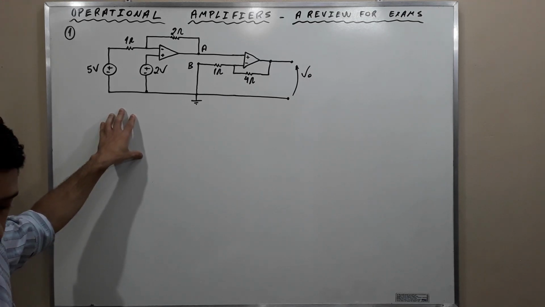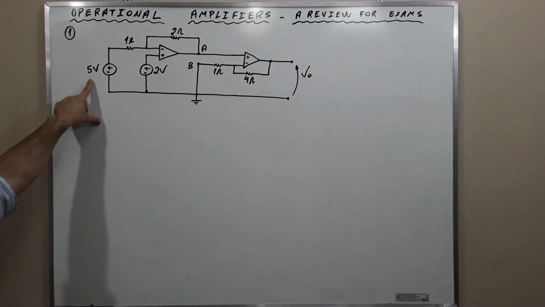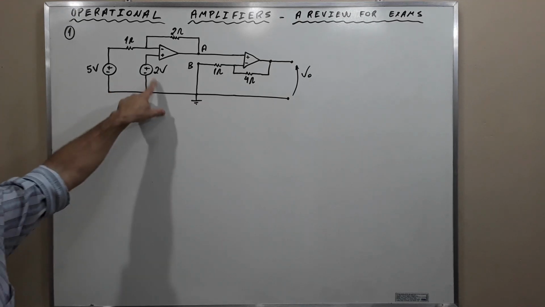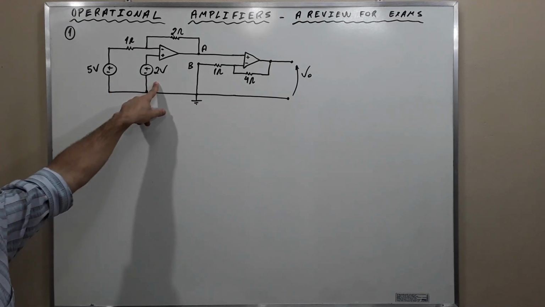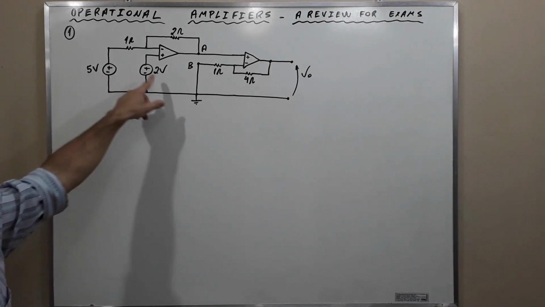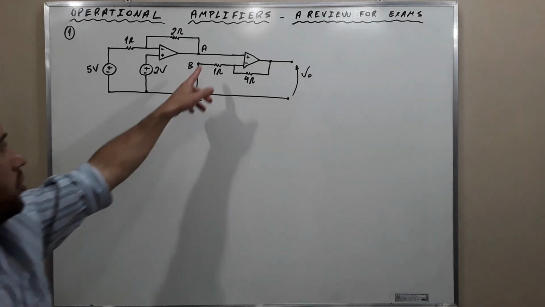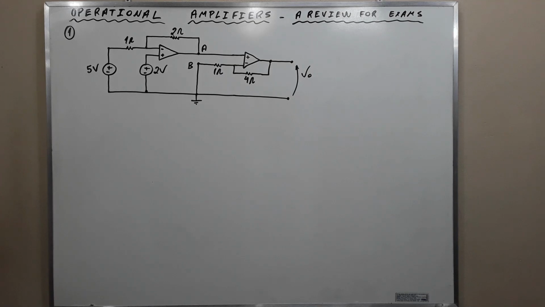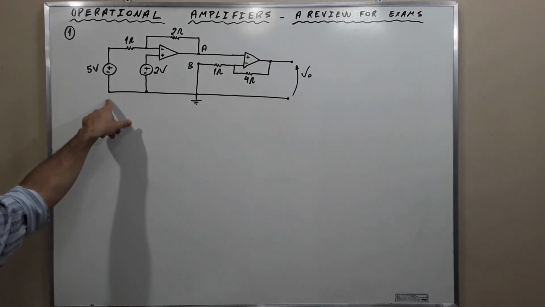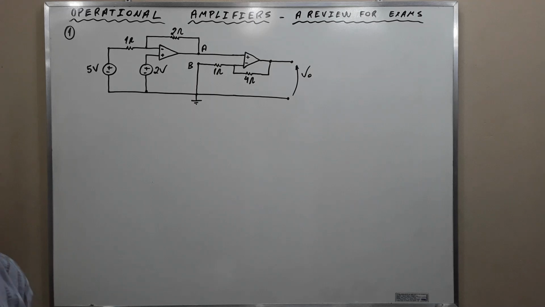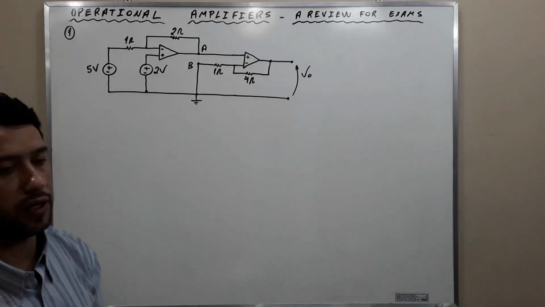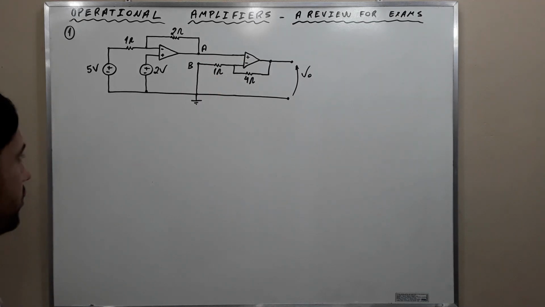What does it mean? We are going to set each of the voltages here, 5 volts and 2 volts, at rest, and the resulting voltage is going to be the result of superposition applied to the first operational amplifier. So this is what we are going to do to find this voltage here. It is the first step in solving this problem.